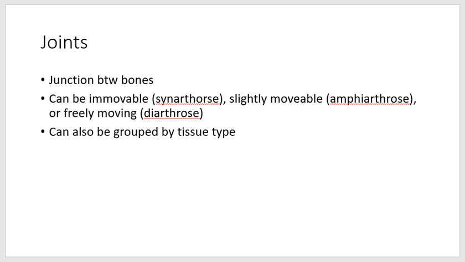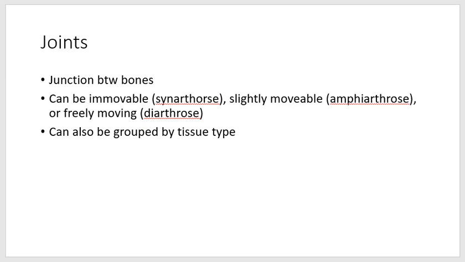Your diarthros joints, these are the joints that you typically think of. So these are all the joints, like your elbow joints, your knee joints, your shoulder joints. All those joints are diarthros joints. And so your amphiarthros are kind of in between not moving at all and freely moving.